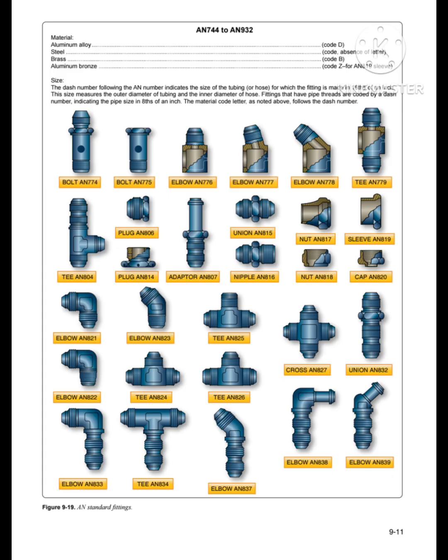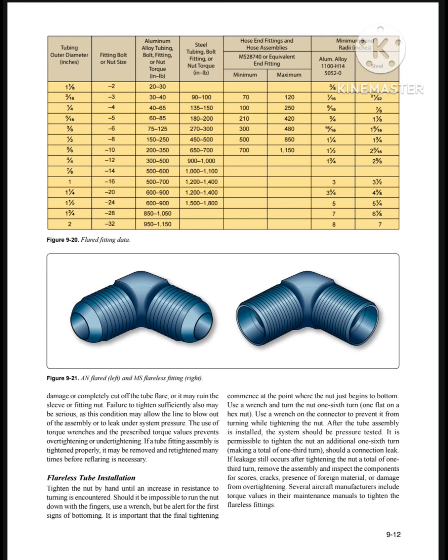And on the next page we can see the identification of tubing outer diameter in inches, and of the different types of fitting, bolt or nut size, aluminum alloy tubing bolt fitting or nut torque, and steel tubing bolt fitting or nut torque. For example, for 1/8 of an inch outside diameter there is a fitting bolt or nut size of -2, and in pounds-inch, for aluminum alloy tubing bolt fitting there is 20.3, and so on.